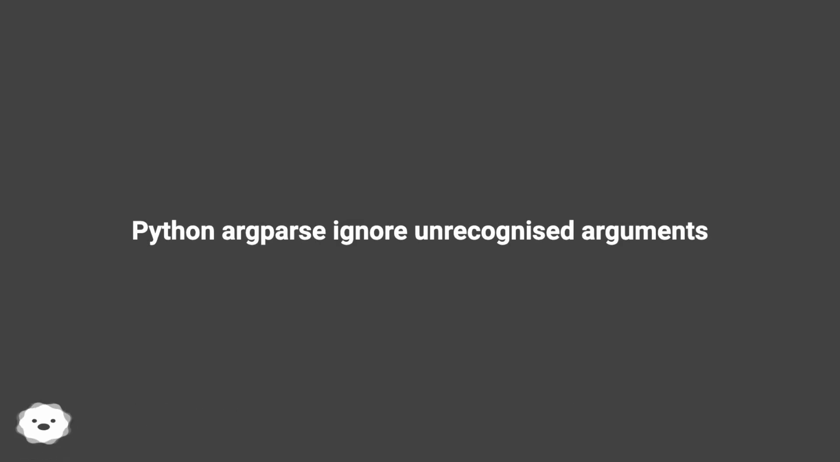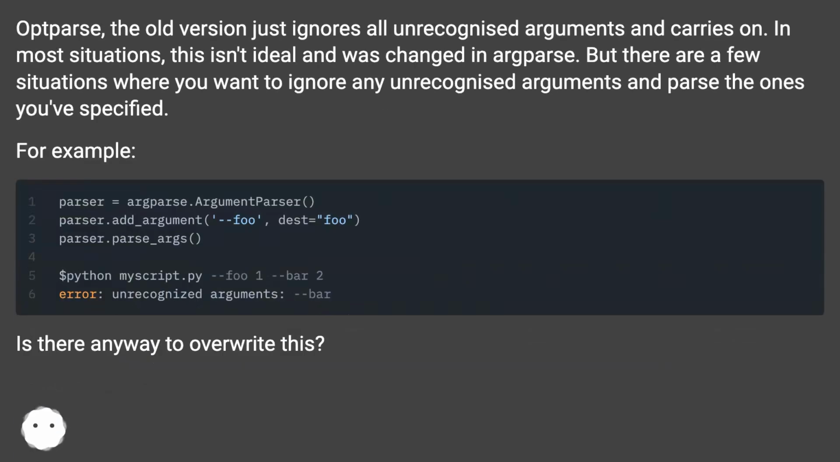Python Argparse ignore unrecognized arguments. Optparse, the old version, just ignores all unrecognized arguments and carries on. In most situations, this isn't ideal and was changed in Argparse. But there are a few situations where you want to ignore any unrecognized arguments and parse the ones you've specified.